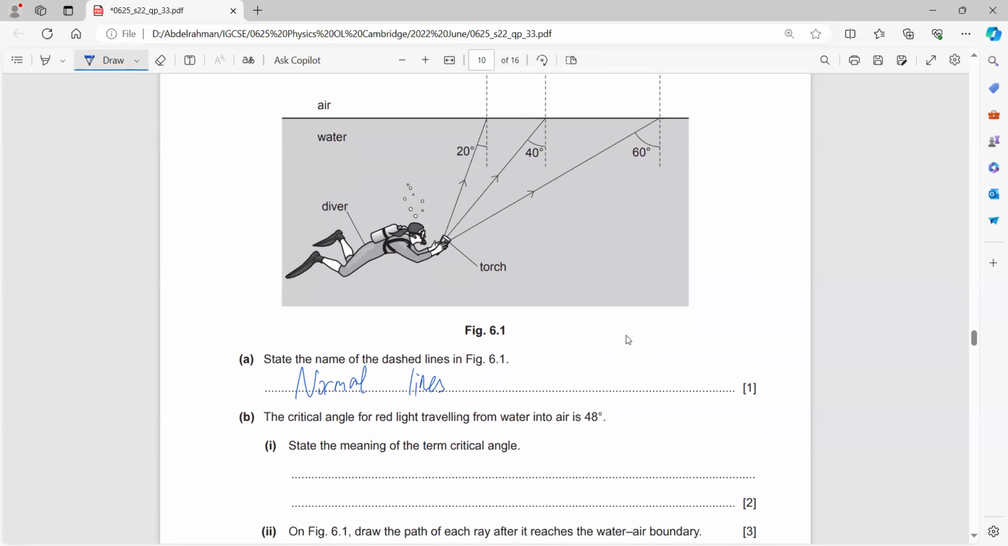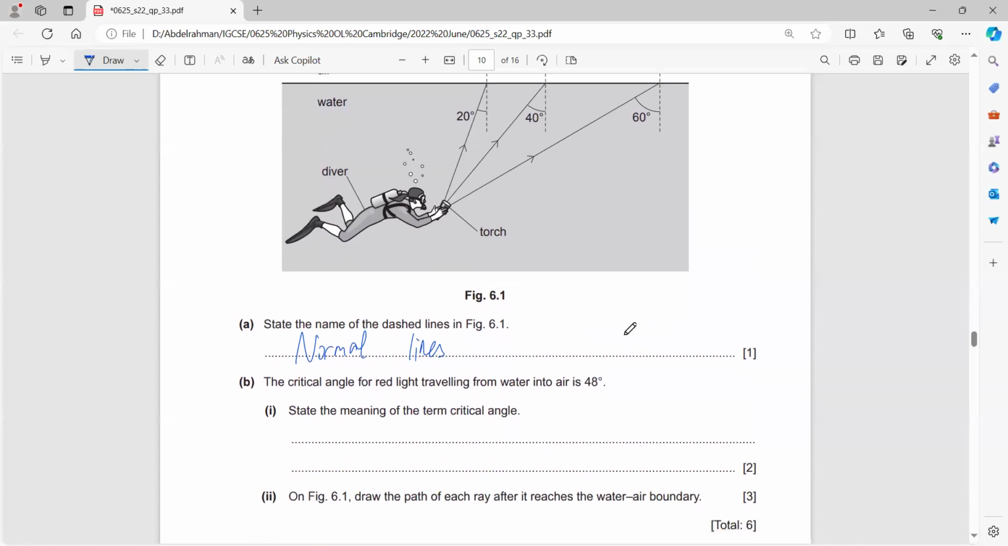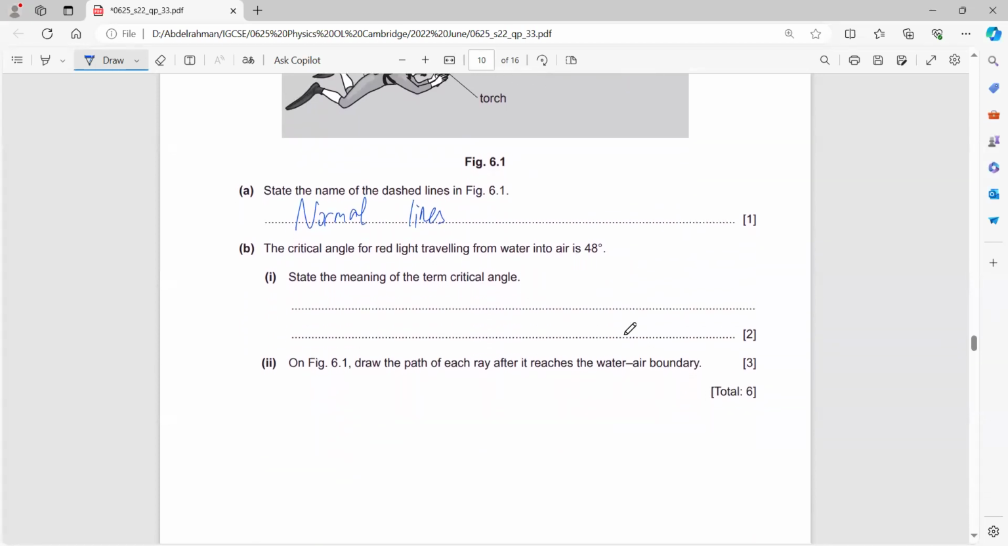The critical angle is 48. State the meaning of the term critical angle. What do I mean by the critical angle? An angle of incidence from the more dense medium at which the refracted ray moves along the surface of the boundary. Right. Excellent. This is a really good answer.